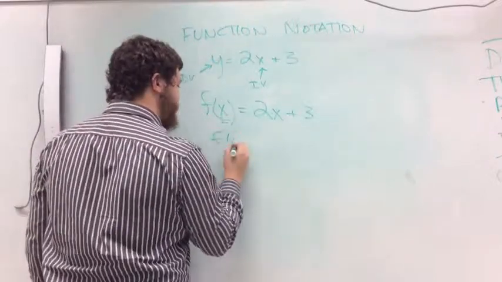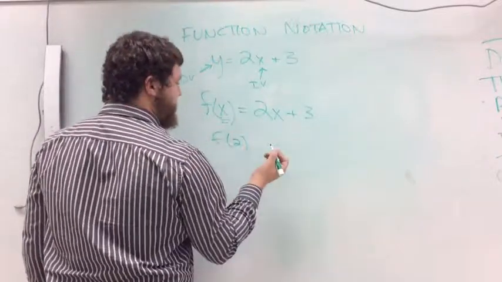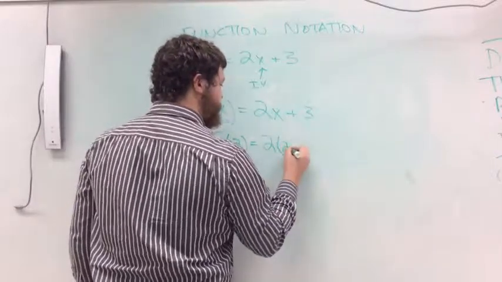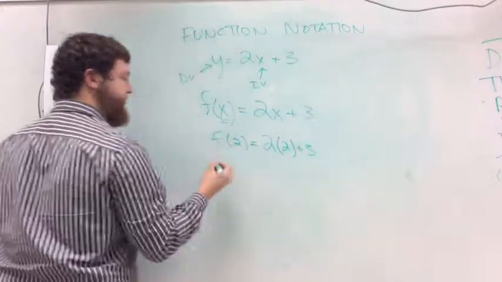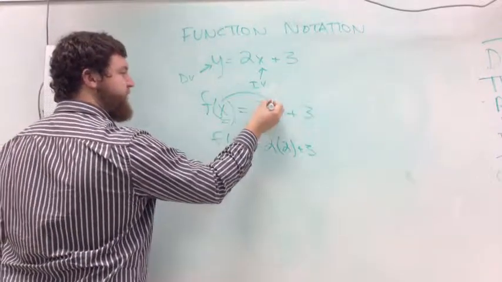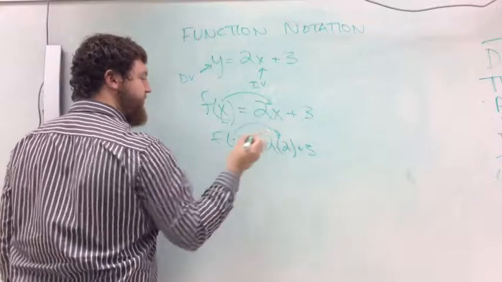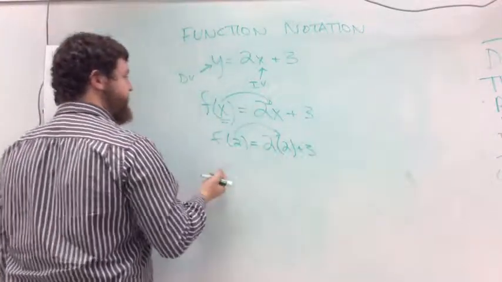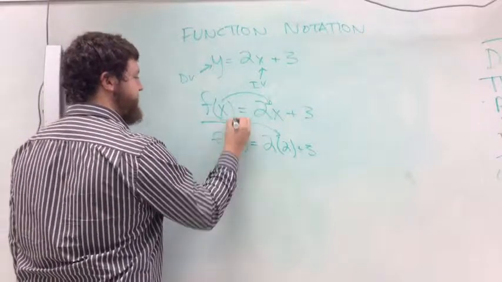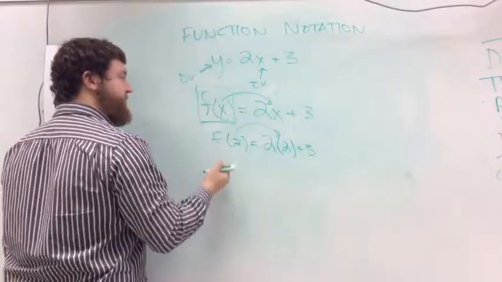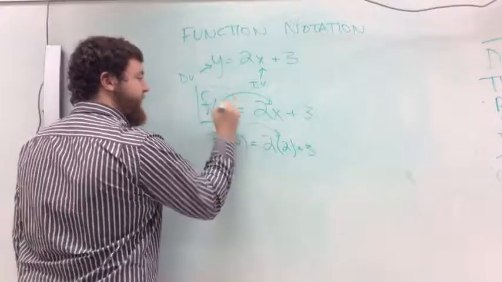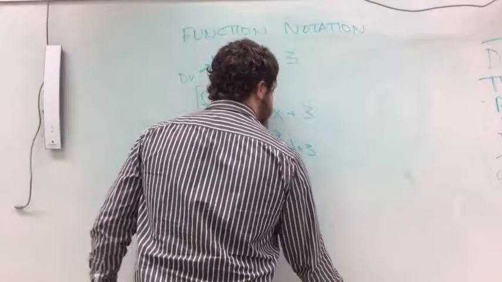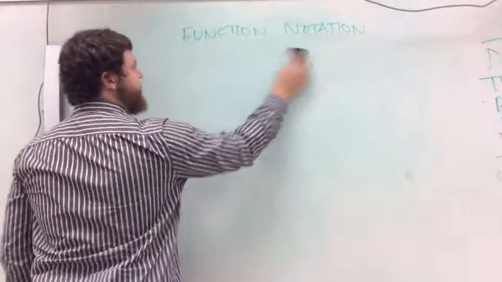So if it asks you what is f of 2, well, you're going to take that 2 and plug it in for this x. See what I did? I took my x and plugged it in. I'll be doing that all the time today. So that's function notation. It takes the y and replaces it with f of x. It's good because it tells you the function of whatever x is equal to what you do to the x. Okay, that's function notation.